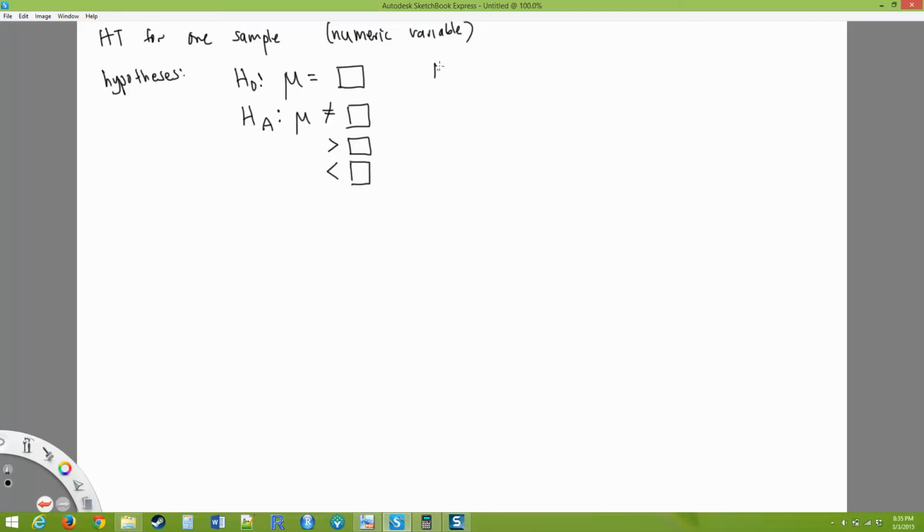So the null hypothesis always has an equal sign. And then the alternative is not equal, or greater than, or less than, based on the question.